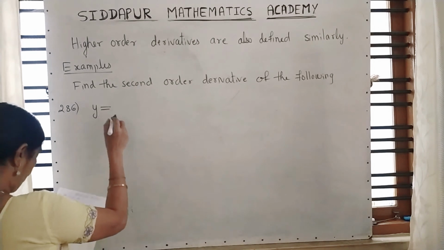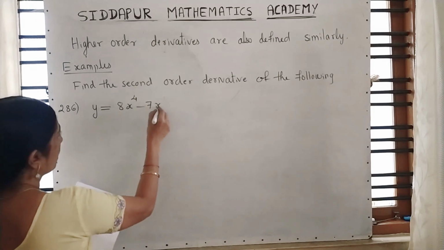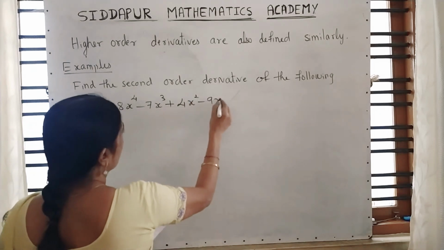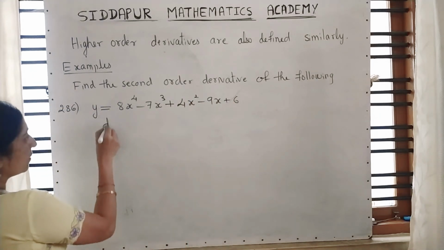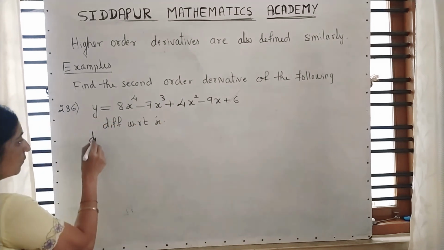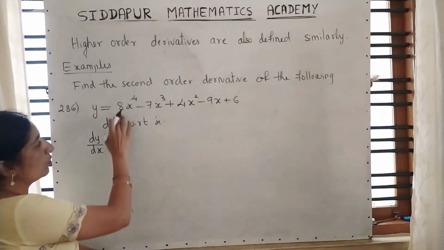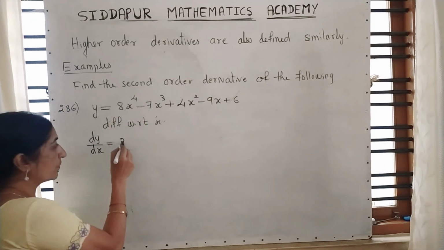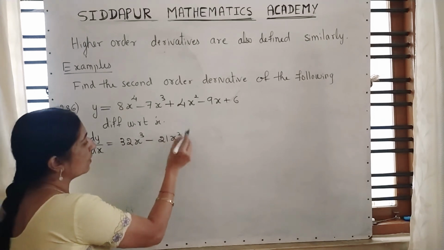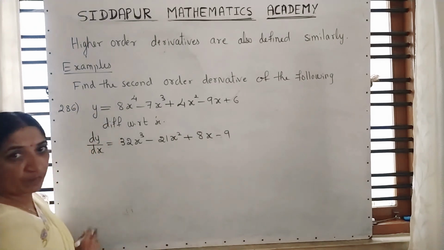Y is equal to 8 into x raised to 4 minus 7x cube plus 4x square minus 9x plus 6. Here, first differentiate with respect to x. First derivative is denoted by dy upon dx. And after solving so many examples, you are familiar. 8 into x raised to 4 is 32 into x cube minus 21 into x square plus 8x minus 9. Correct or not? This you are familiar.